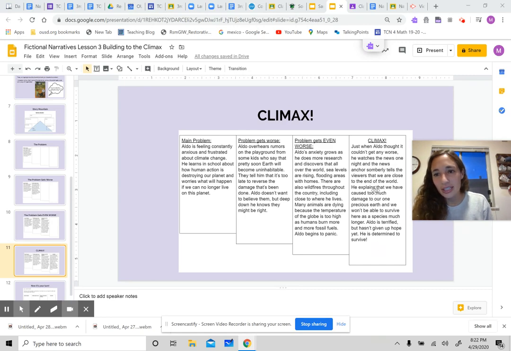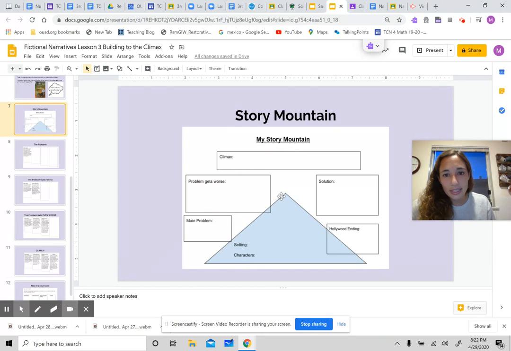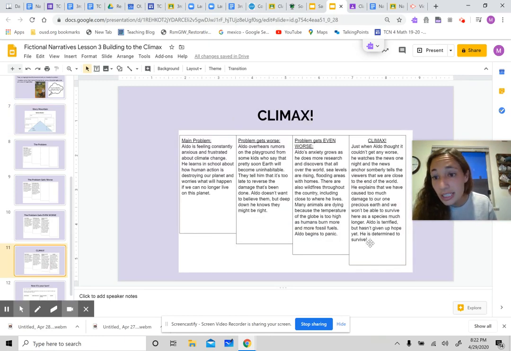Do you see that at the climax? And by the way, I'm going to go back to the mountain and show you where that is. The climax is right at the top of the mountain. The problem is about to get so much worse, but do you see what I did? Let me read that last sentence I did. Aldo is terrified, but he hasn't given up hope yet. He is determined to survive.